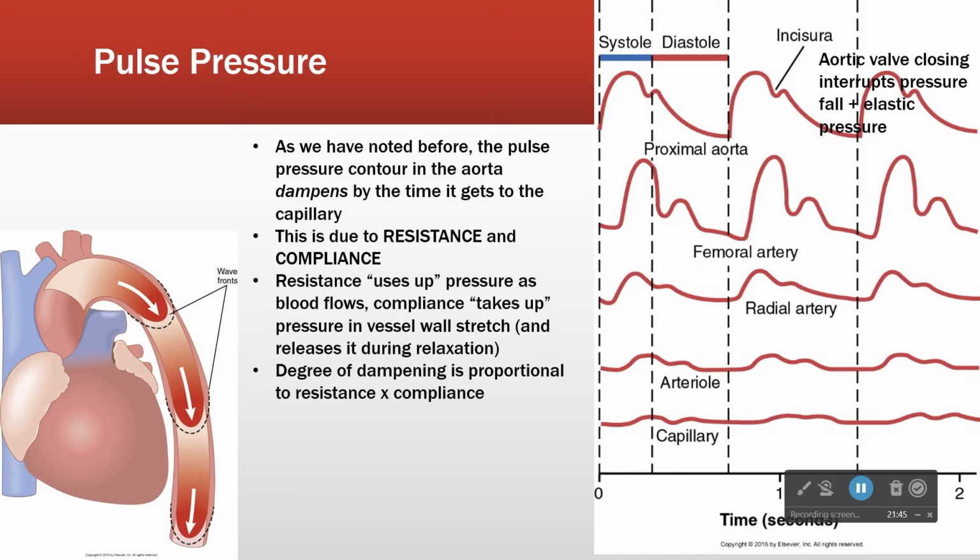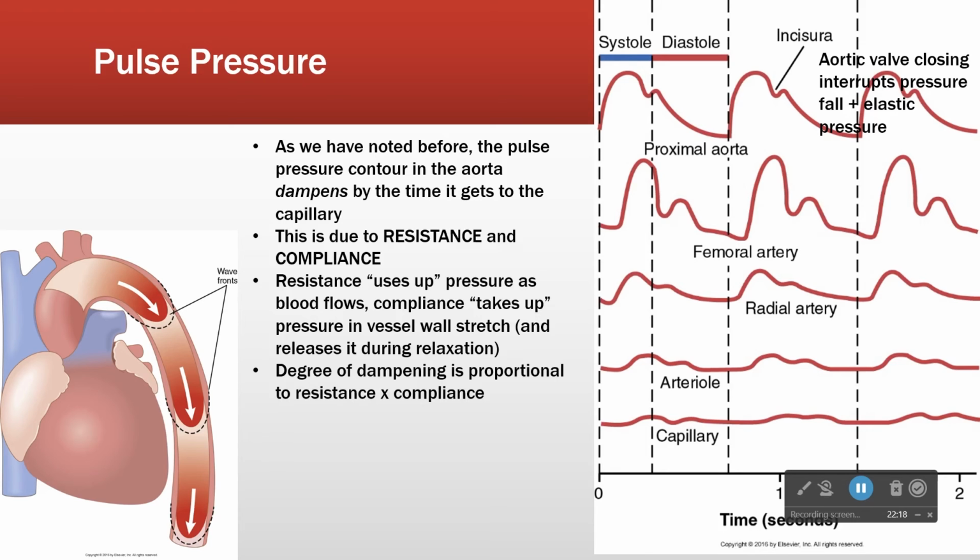The first is resistance. As the blood travels through the system, it's always losing energy, right? Because of friction and having to push the other blood out of the way. So as it loses energy, it loses pressure. So by the time you get to the distal radial artery, the pulse pressure is much less because it's been used up by resistance. The other thing that uses up pressure is compliance again.